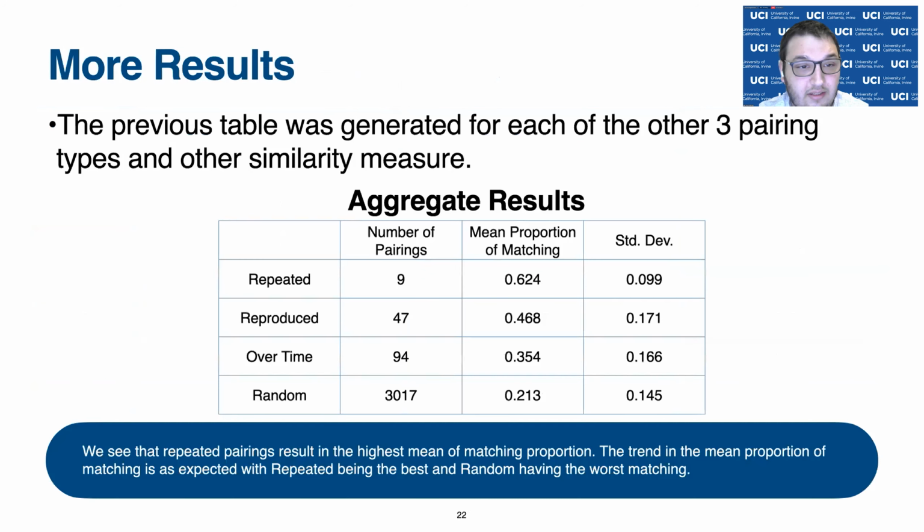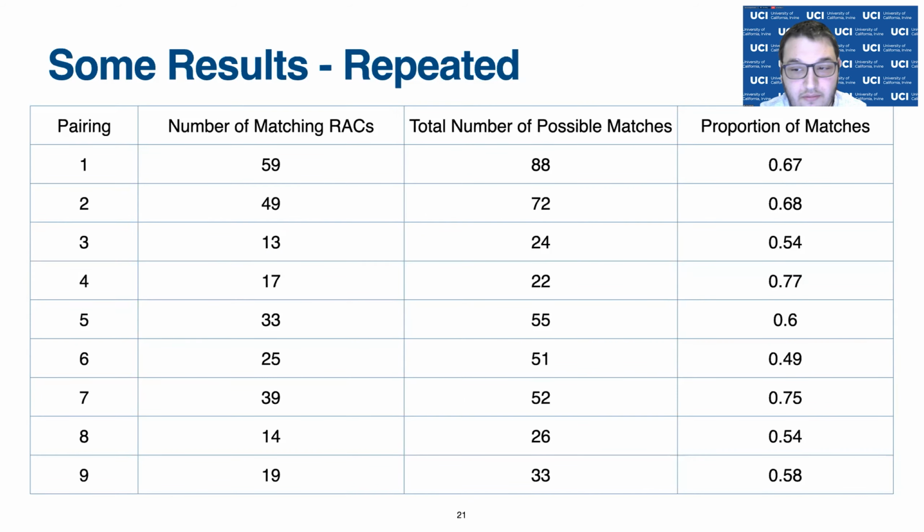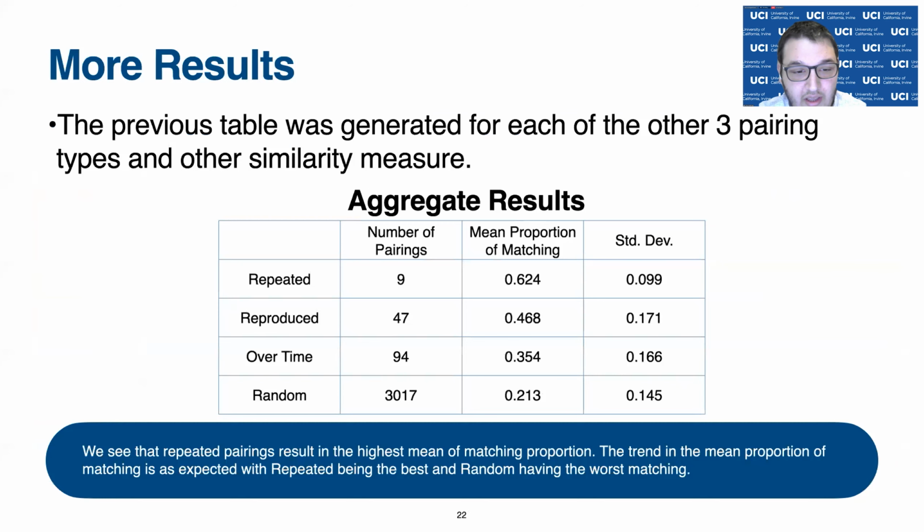which brings us to this table, which is aggregated results. So for the repeated, we see that there are 9 pairings, and we had a mean proportion of matching of about 62%. Again, that mean is the mean of the 9 from this slide. So these 9 values average. And then we do that for the 47 reproduced, the 94 over time, and then the 3017 random. And again, random matching is just everything else that doesn't fit into these 3 categories above.